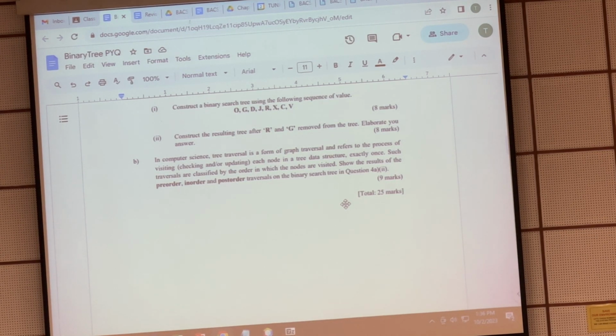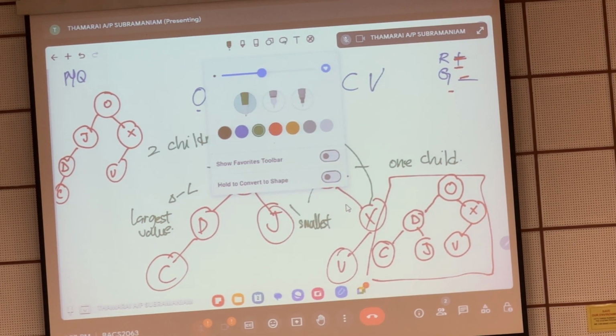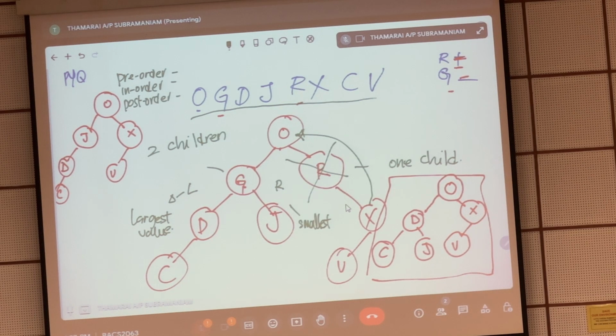Now for our traversal order: pre-order, in-order, and post-order. We have to read it. So I'm going to read in terms of pre-order, in-order, and post-order. Okay, this value, we need to read it.